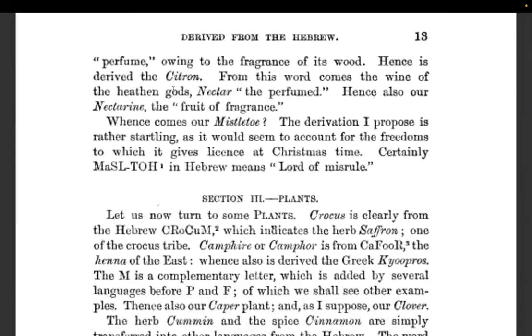Hence is derived the citron. From this word comes the wine of the heathen mighty ones, nectar, the perfumed. When you have the N and the letters transposed there, you see. Hence also our nectarine, the fruit of fragrance.